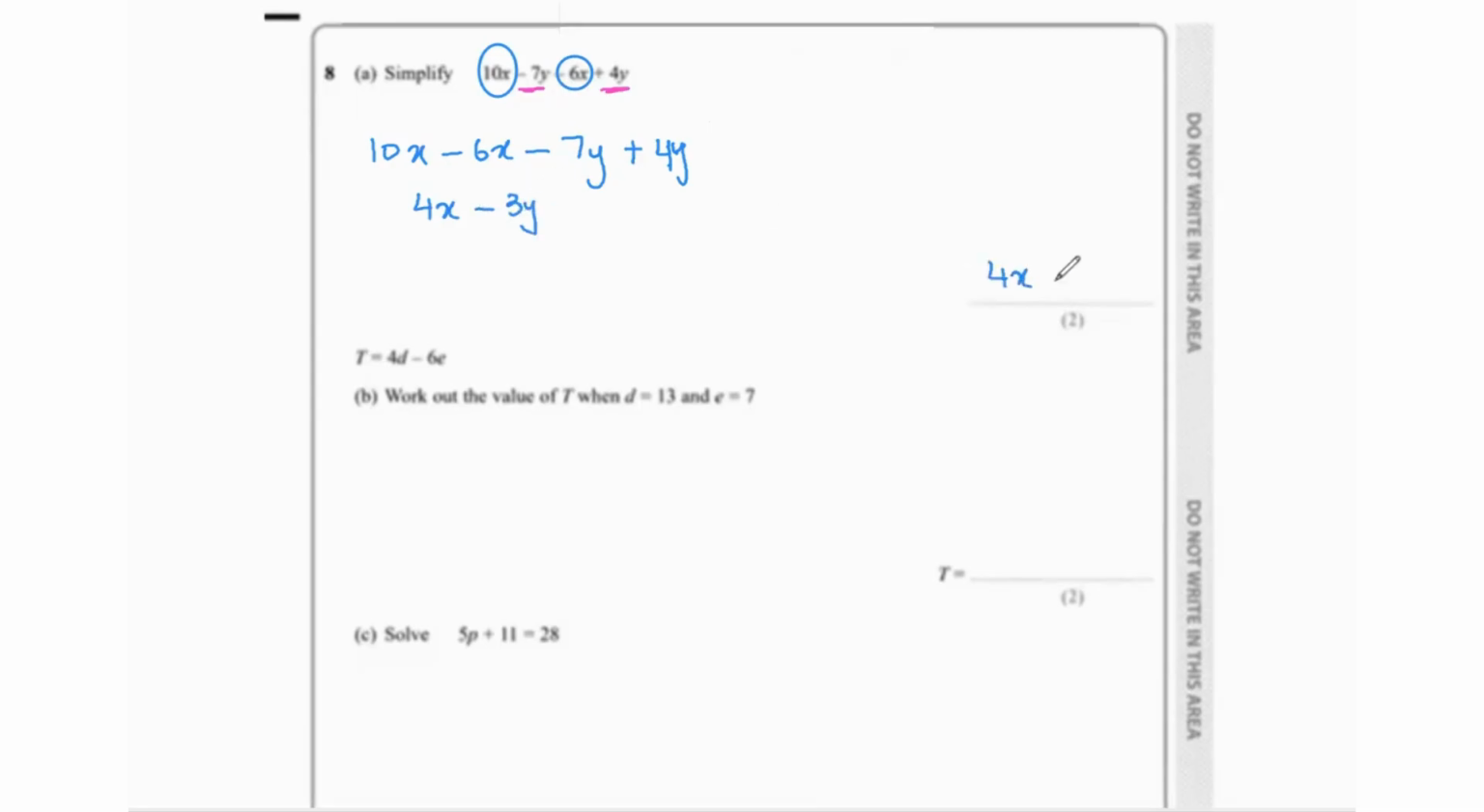So that's your answer. Then t equals 4d minus 6e. Work out the value of t when d equals 13 and e equals 7. So you just substitute the values of d and e in the equation to find the value of t. t equals 4 times 13 minus 6 times 7. 4 times 13 is 52, minus 42, which is 10.